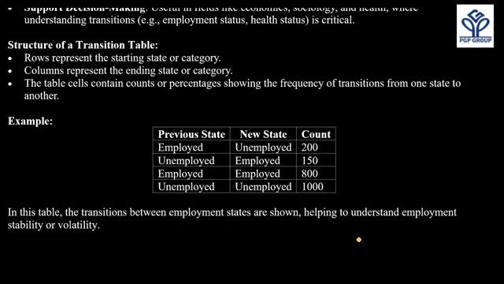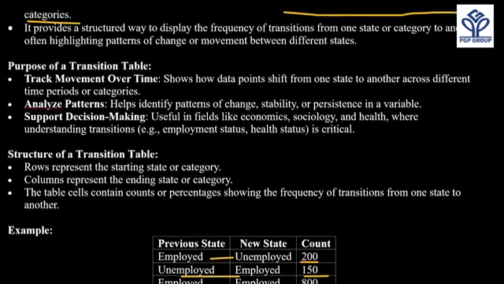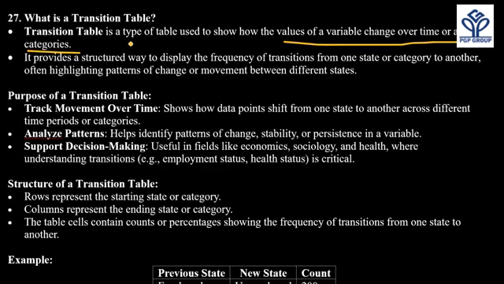Now you can see here in this example, from employed to unemployed, from one state to another state it is changing. The number of people is 200. Then immediately, from unemployed to employed, it is changing as 150. Then again from employed to unemployed, it is changing as employment is increasing here. Then unemployment to unemployment is 1000. So this is called a transition table. A transition table shows how the data will be moving as the time goes. That is a transition table.